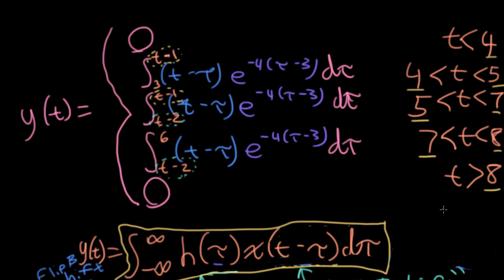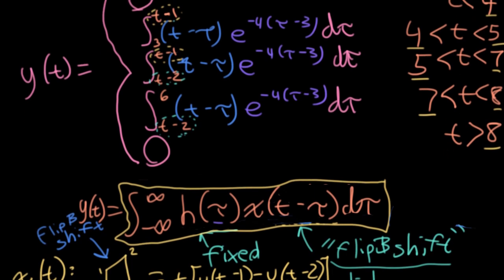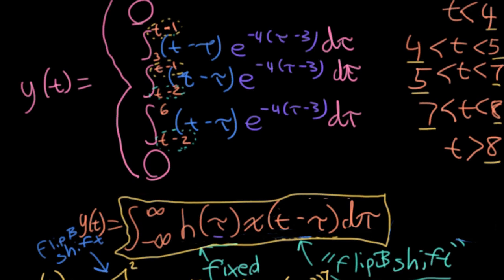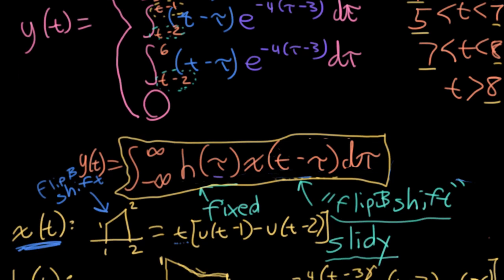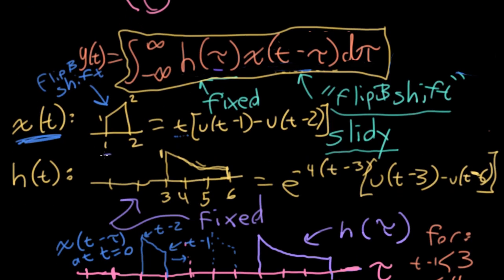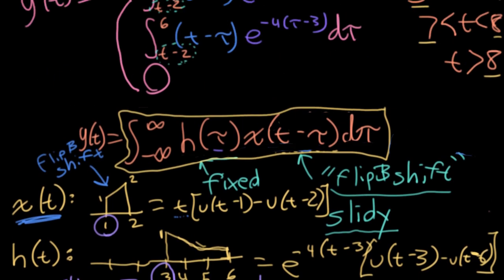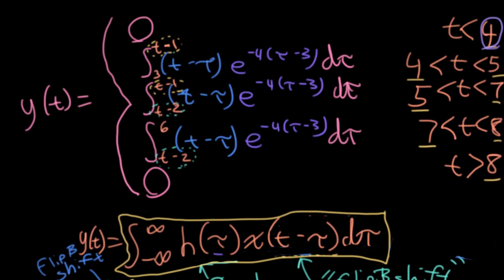Now, to figure out the various parts of the giant if-then case statement, you don't actually have to do all the work I showed you earlier. There's some tricks you can use. For instance, this lower limit of 4, the start of the support of the answer, you can get from just adding the starting time of the x function and the starting time of the h function. So 1 plus 3, both those starting times equal 4, and that's the starting time of y of t.